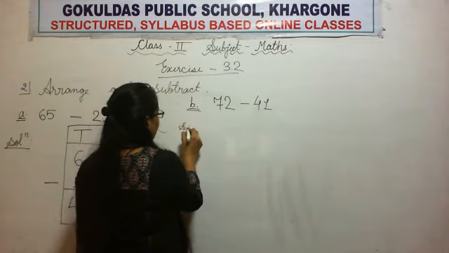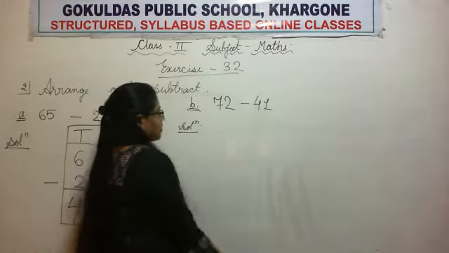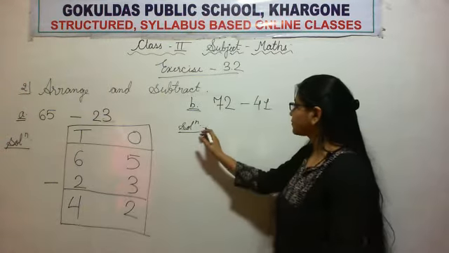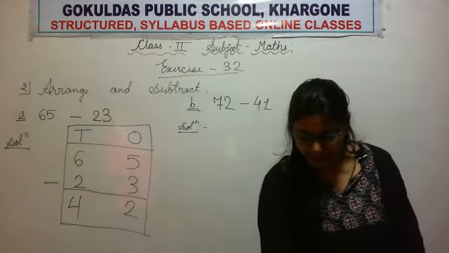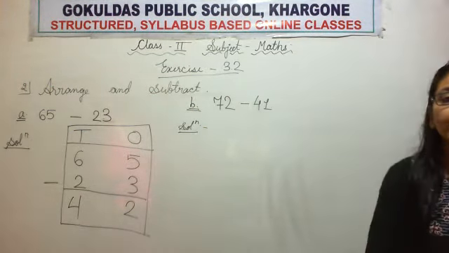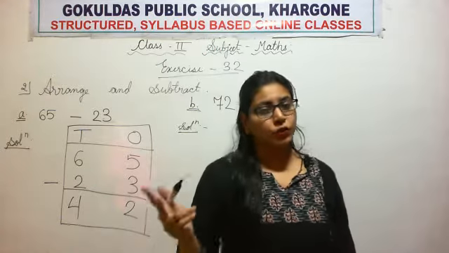So again, writing solution. Now again, the first step is writing of places. The first step is writing of places. So first of all, we will write tens and ones. Since 2 digits are there, so we'll write 2 places.